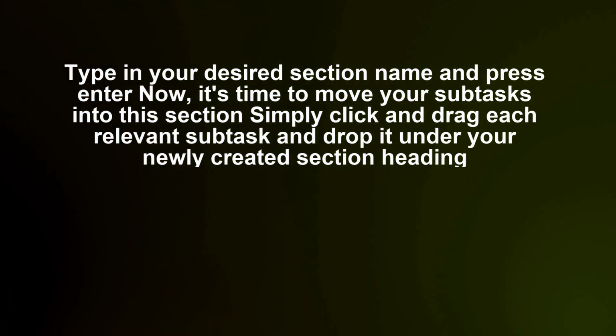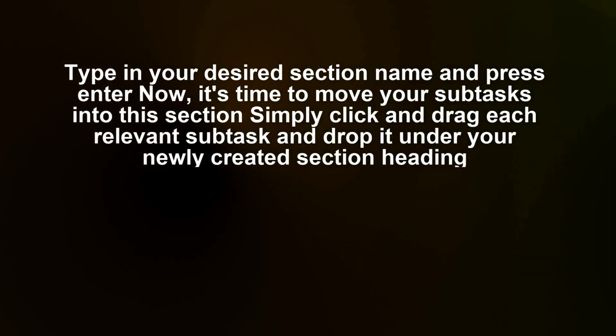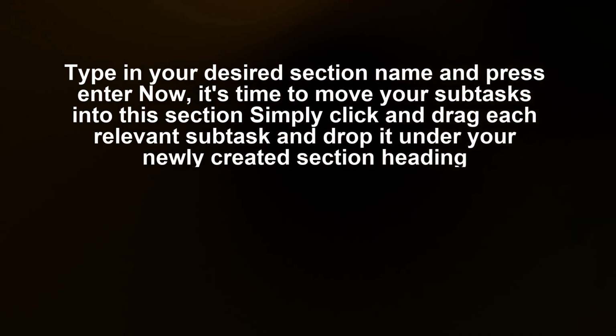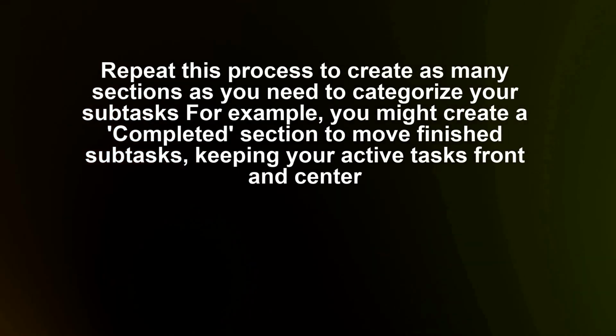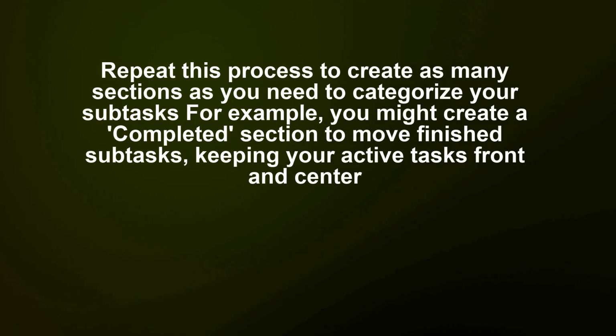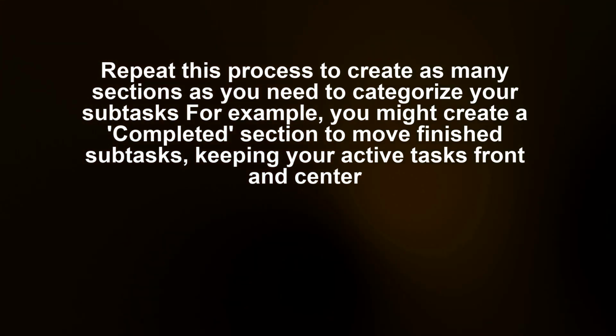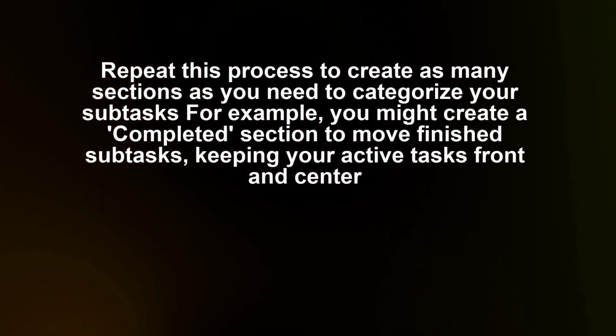Now, it's time to move your subtasks into this section. Simply click and drag each relevant subtask and drop it under your newly created section heading. Repeat this process to create as many sections as you need to categorize your subtasks. For example, you might create a completed section to move finished subtasks, keeping your active tasks front and center.